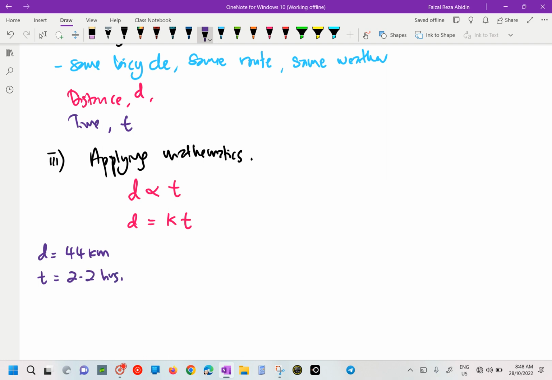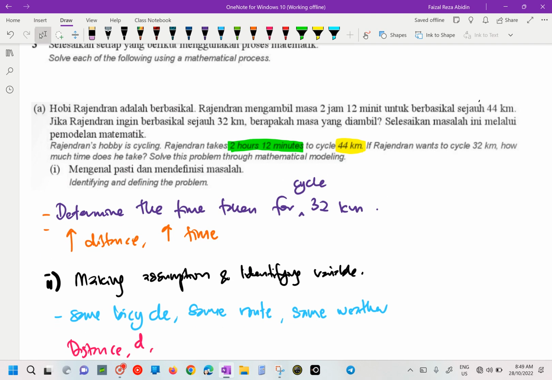Okay, so we are going to have over here, find our constant K, betul tak? Okay, so means that K here is going to be distance 44 divided by 2.2. What do you get? 20. So that's 20 apa? 20 hour? Constant. Yelah, cari constant dulu kan. So that we know we have what over here, we are going to find for 32 kilometer kan.